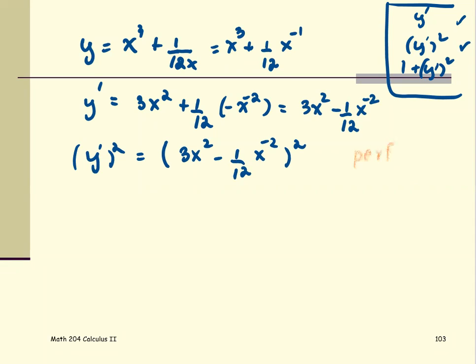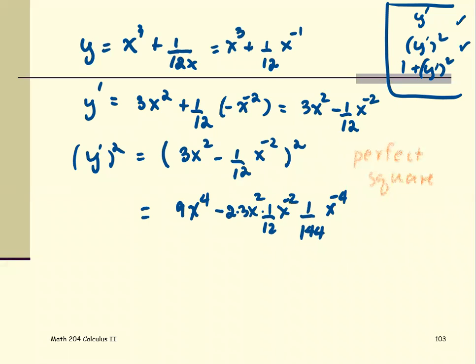Similar to the process that we used back in the previous homework and previous problems, we're going to do a perfect square. The first term squared is 9x to the fourth. The last term squared is 1 over 144, x to the negative fourth. The middle term is double the product with the same sign: double the product of 3x squared and 1 over 12, x to the negative second.